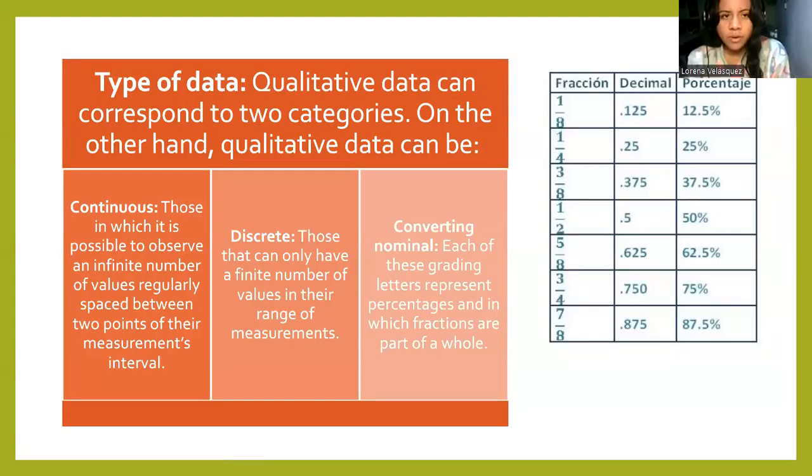I'm going to talk about the types of data. Qualitative data can correspond to categories. On the other hand, quantitative data can be continuous, those in which it is possible to observe an infinite number of values, regularly spaced between two points on their measurement interval. The discrete are those that can only have a finite number of values in their range of measurement.